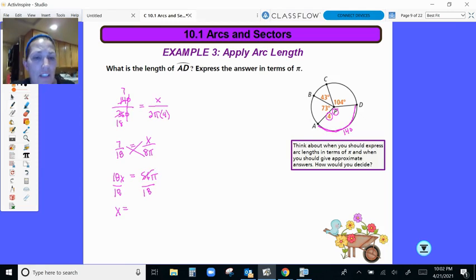2 will go into 56, what is that, 28 times, okay? And 2 goes into 18 9 times. So 28 pi over 9. And I believe that's as simple as we get.